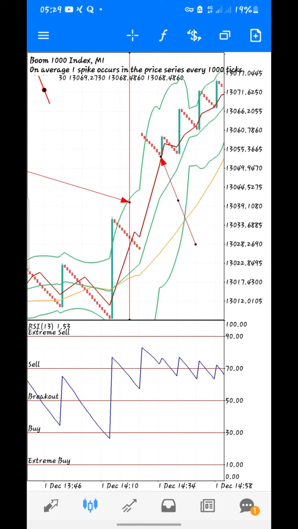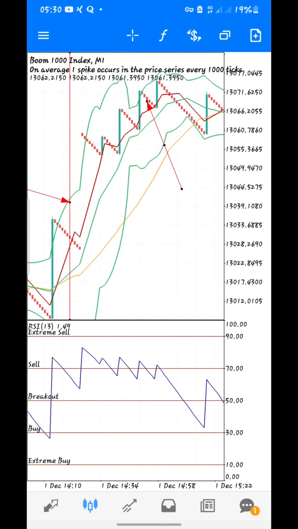Then when it touched this red moving average again, another spike came. Then when it was trading again, another spike came. Here again, another spike came. When it touched this red moving average again, another spike came. So if you had made your entry point here, you should have caught all these spikes.